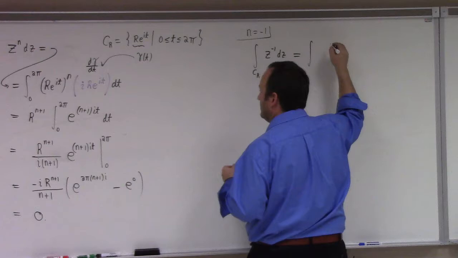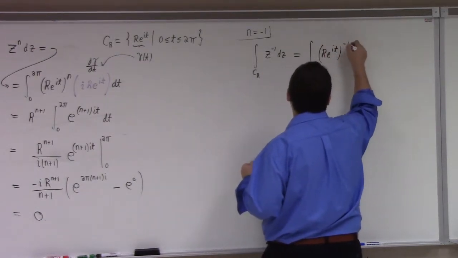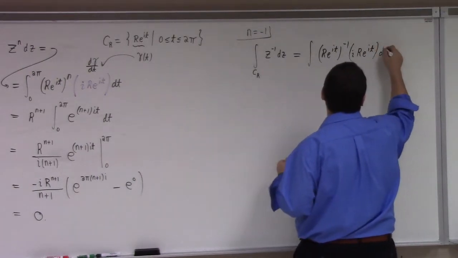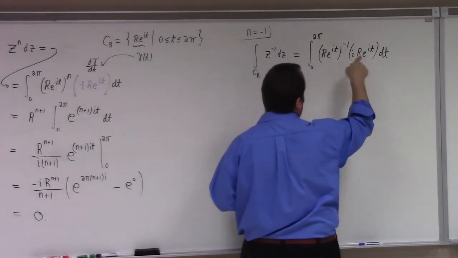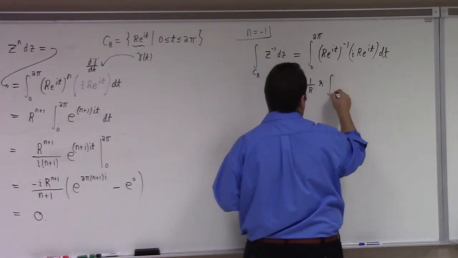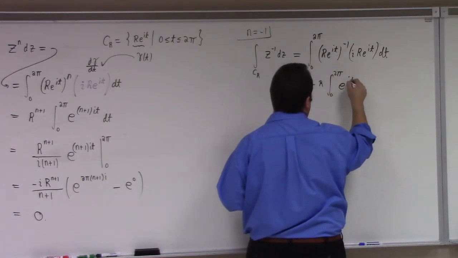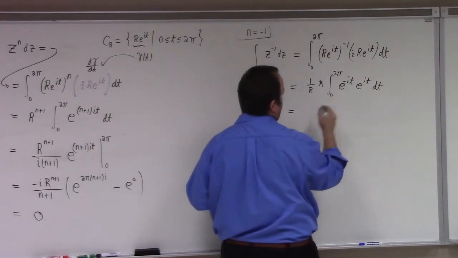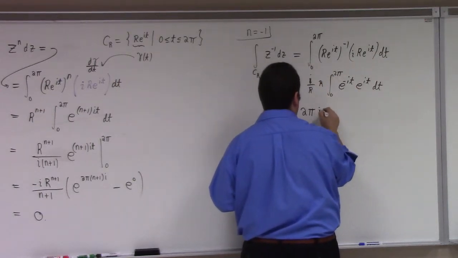So there, we've got r e to the it to the minus 1 power, yeah? Times i r e to the it dt. Integrate from 0 to 2 pi, what happens? The r's cancel, right? Because that's 1 over r times r. And then we get e to the minus it times e to the it. And there's an i, right? That i. So there you go. 2 pi i.